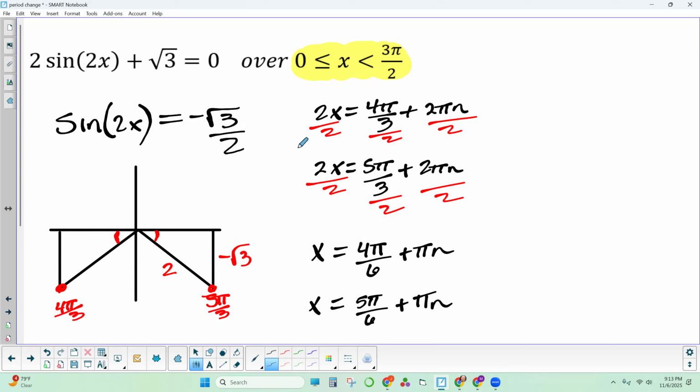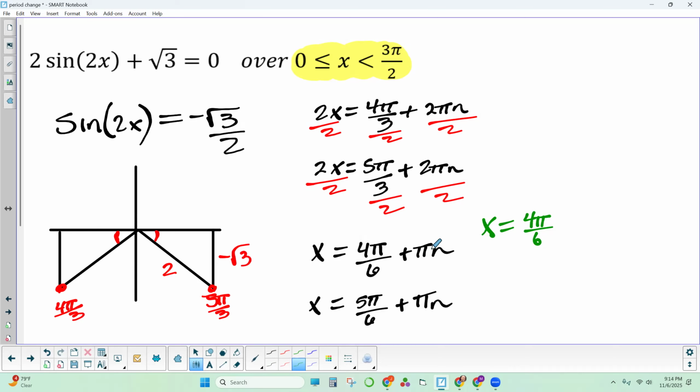But I'm not looking for all angles. I'm looking over this interval 0 to 3 pi over 2. So by adding pi or subtracting pi to these two angles, that's how I'll find all my solutions, okay? So I'm just going to put my solution set over here, x equals, and I'll look at my first primary angle here, 4 pi over 6. So 4 pi over 6 does fall in my interval here, so I'm good with that.